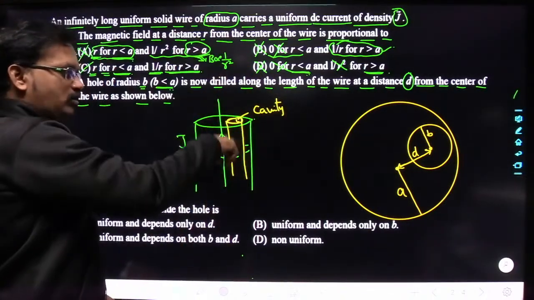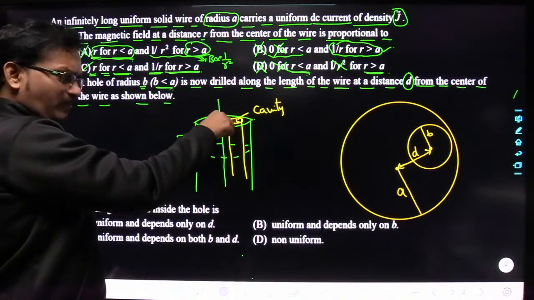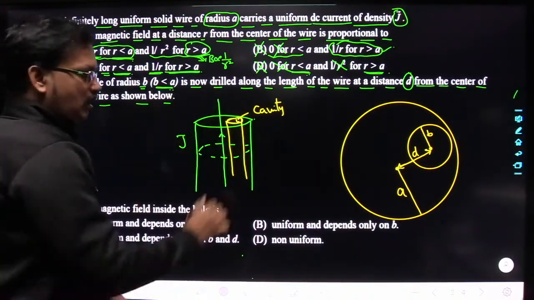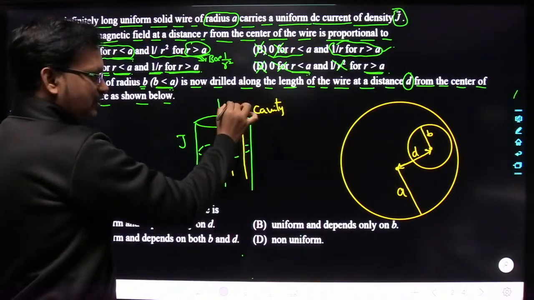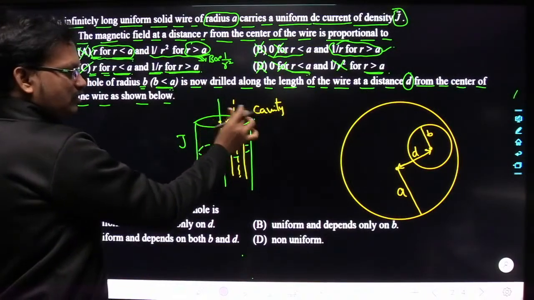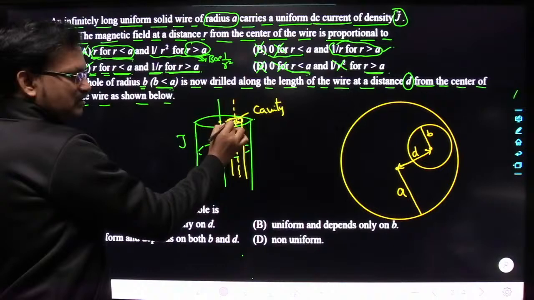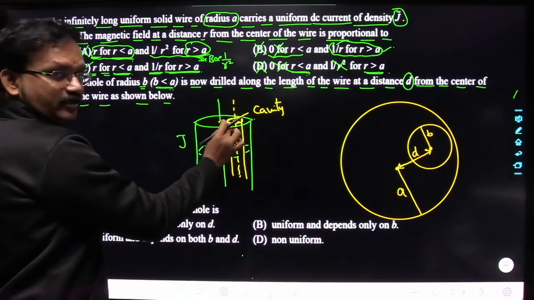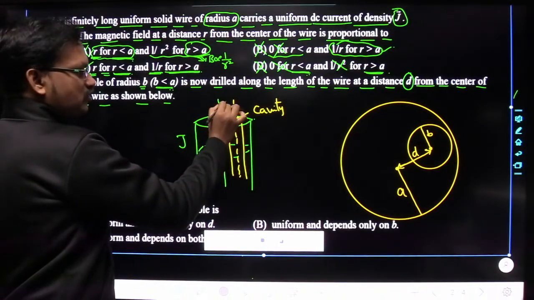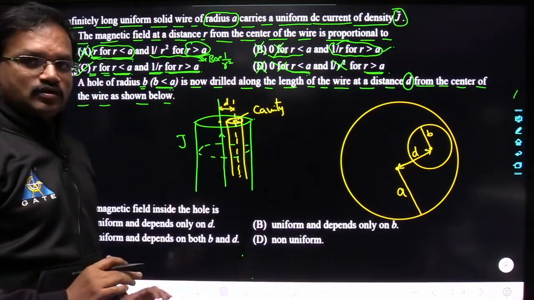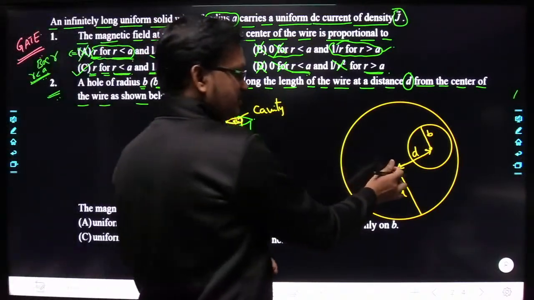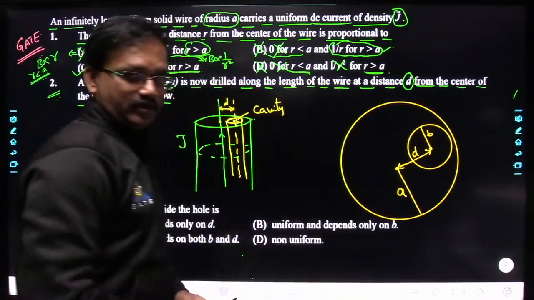So they have drilled a hole and made a cylindrical cavity at some location here. Understood? Now, for this cylindrical cavity, I am considering this as the axis. This is the center of the main cylindrical wire, and this is the center of the cavity. The distance from this center to this center they have given as d.